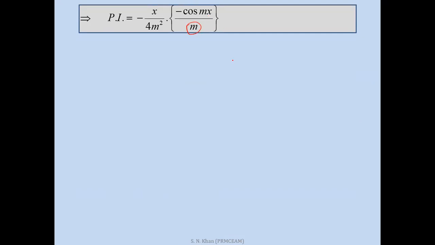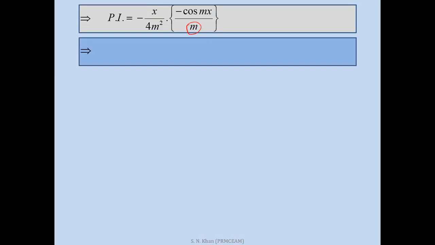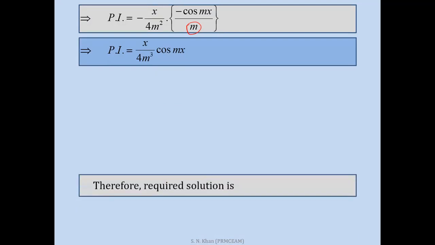So now the operator d has been completely removed from the equation. It means that we got the CF, we got the PI, but we just have to simplify it. Simplification: minus minus will become plus, and m square into m will become m cube. So finally PI is equal to x upon 4 m cube into cos mx. So this is the value of PI.